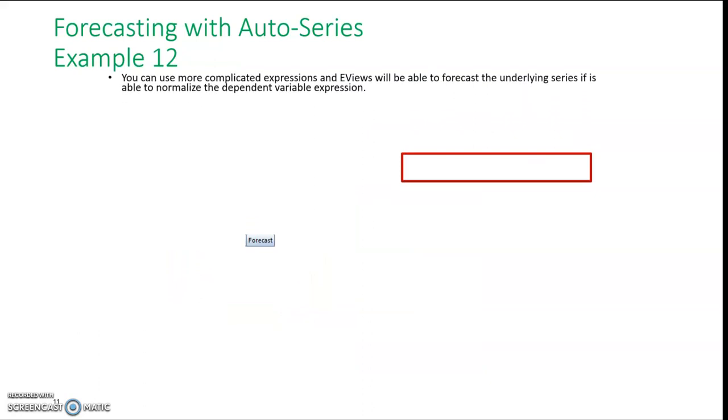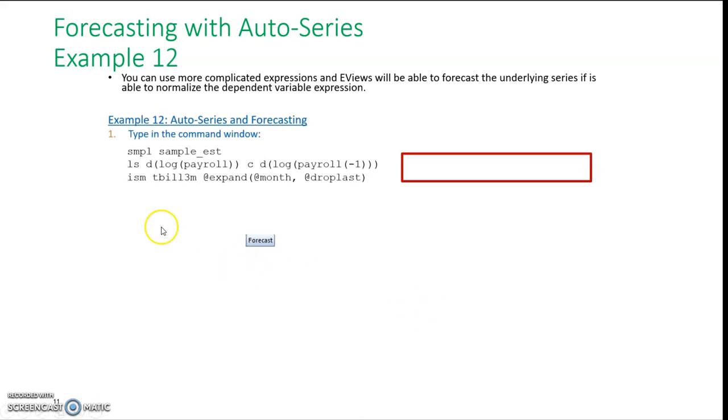We can use more complicated expressions, and eViews will be able to forecast the underlying series if it is able to normalize the dependent variable expression. And here is an example. This time I take the first difference of the log of payroll, and that I regress on constant, and then on the lagged value of the difference of the log of payroll, and ISM and T bill 3M, and then I use the dummy variable for the month and I drop the last.